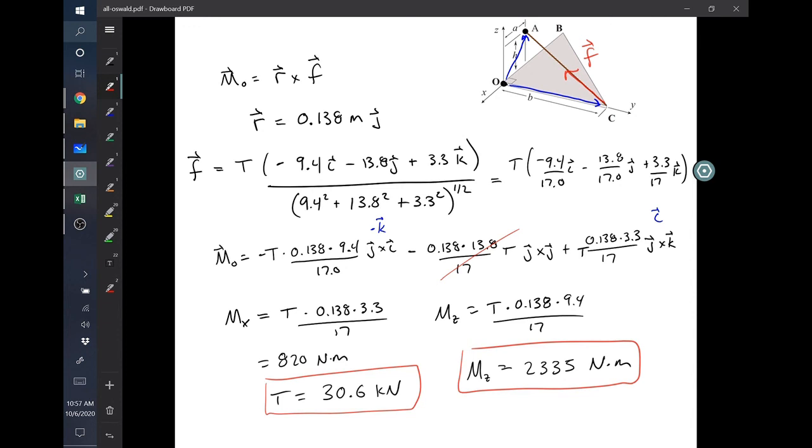And so what I get is my moment in my z-axis is a bit larger than my moment in my x-axis. And if we had time in the exam, if we compare these two things, they're the same except for the moment arm. And so the ratio of the moment arms, 9.4 divided by 3.3, is about 2.84. And the ratio of the moments, 2335 divided by 820, is also 2.84. So it makes sense. I get the right ratio of my result moments.